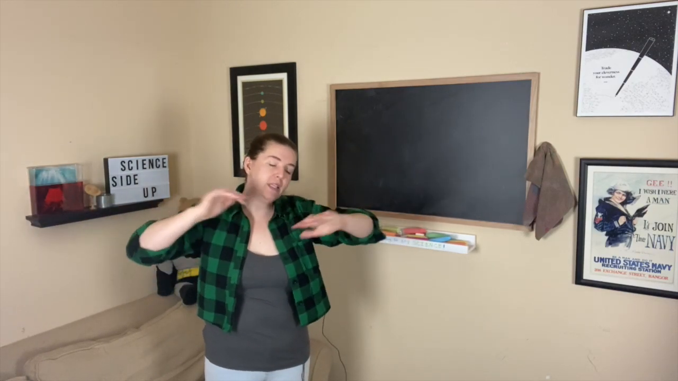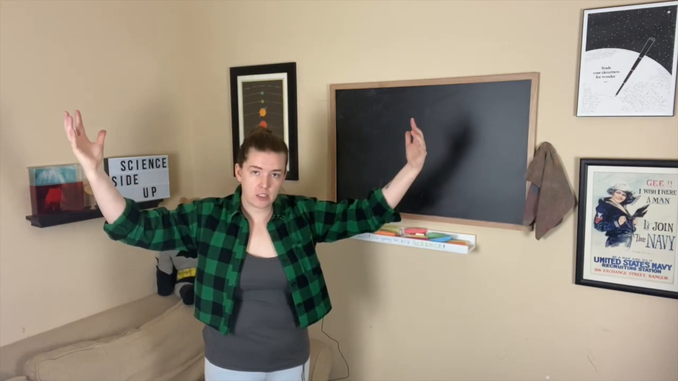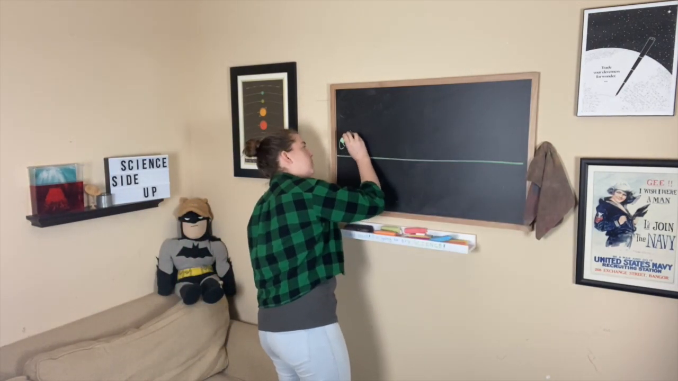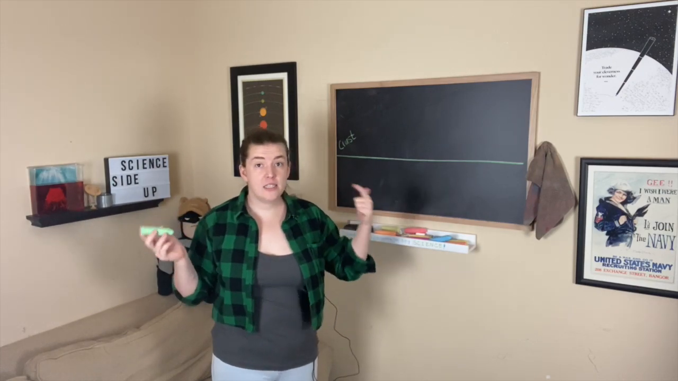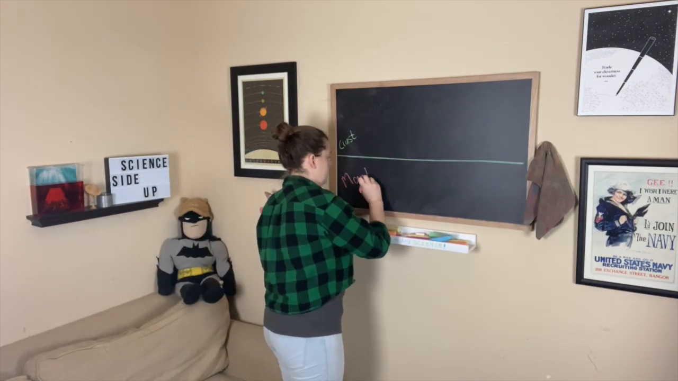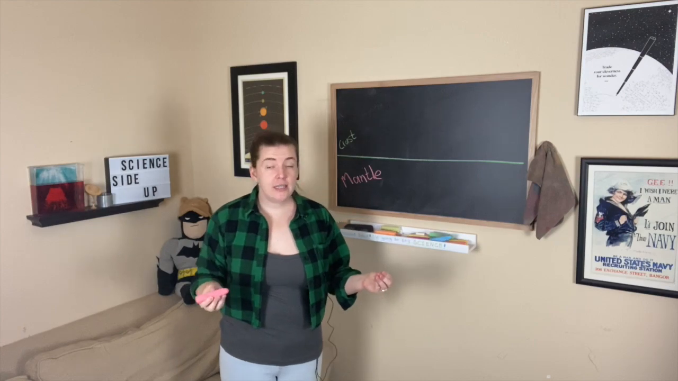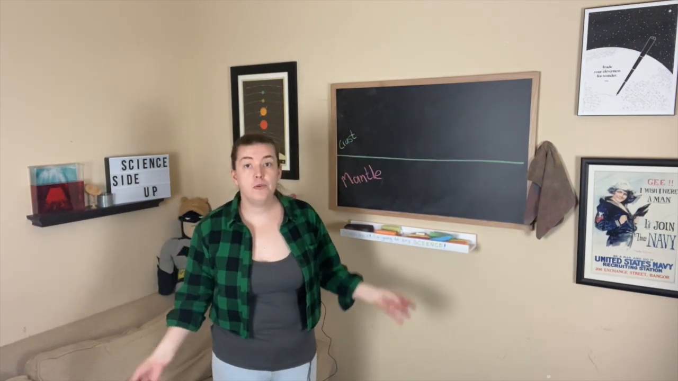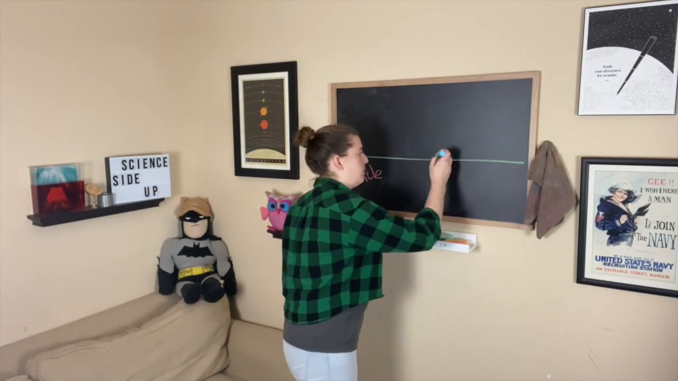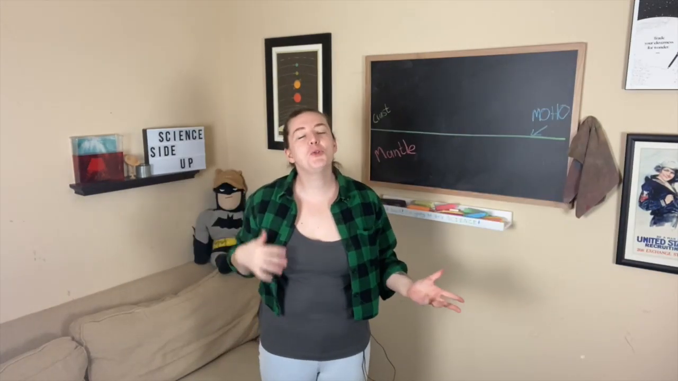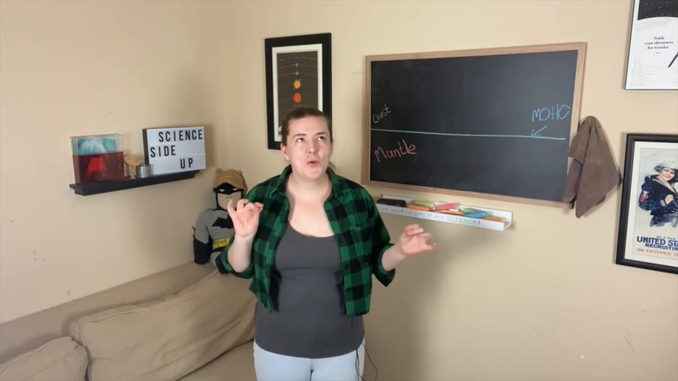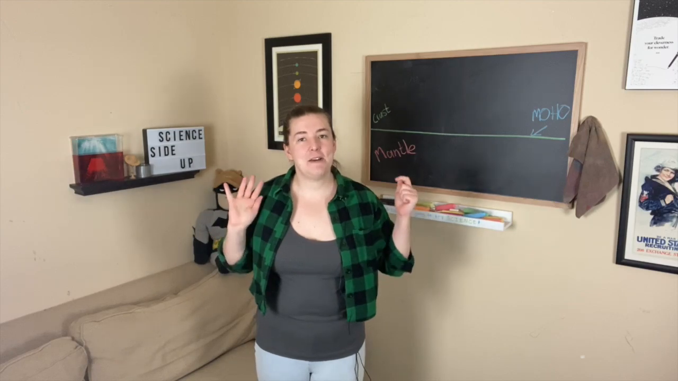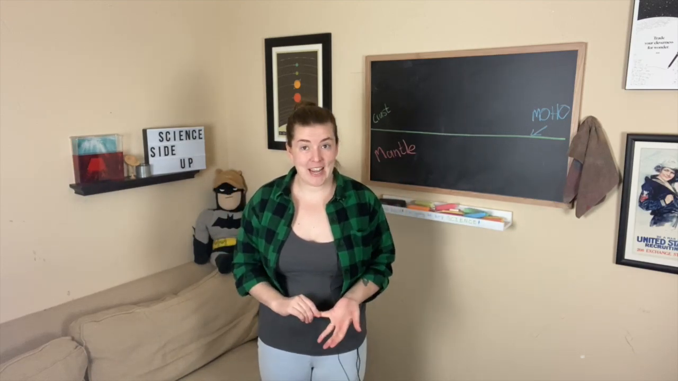We, as humans, live up on the top of the Earth's surface, which is the Earth's crust. And below the crust is the mantle. And the boundary that separates the crust from the mantle is called the moho. The moho's proper title is the Mohorovičić discontinuity. I am really sorry if I butchered that name.